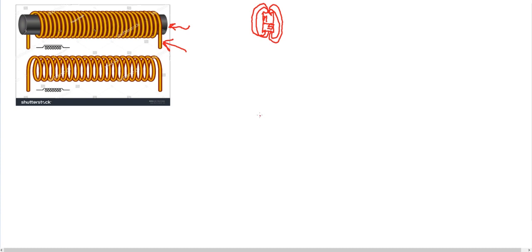The coils, on the other hand, are just electrically conductive material. That means they allow for the flow of electrons. Metal is a good conductor. Ceramics, like pottery, is not so much of a good conductor.